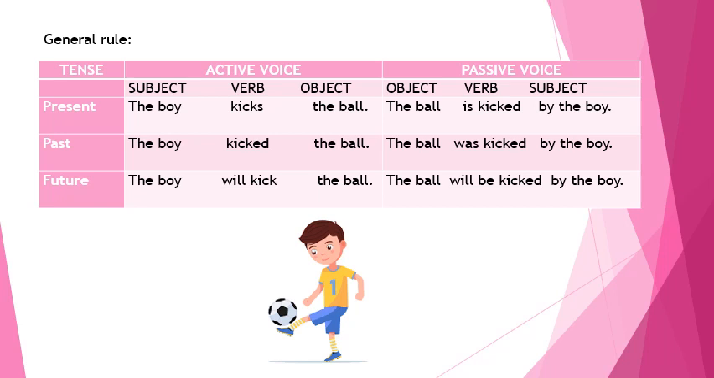The boy kicked the ball. The ball was kicked by the boy. Future tense, the boy will kick the ball. The ball will be kicked by the boy.